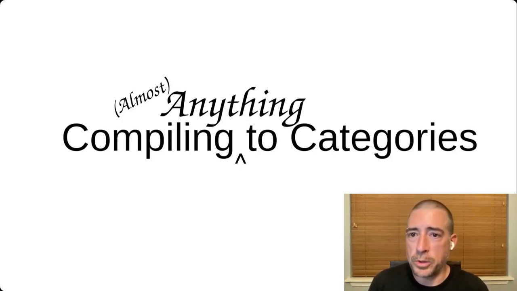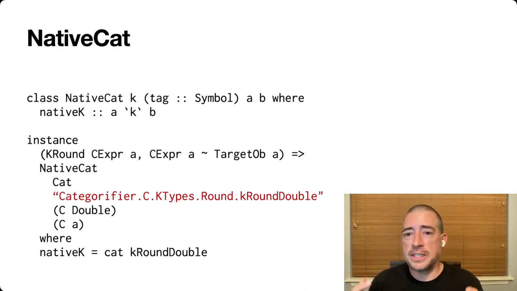Well, we added two loopholes to the plugin. Basically ways to get things through the plugin when the plugin would otherwise give up. The first of these is called NativeCat. It's a type class that basically allows you to specify an explicit interpretation for a particular function in a particular target category, right? So we used to use this a lot actually in our code. Now we only have one use case left, which is exactly the one you see here.